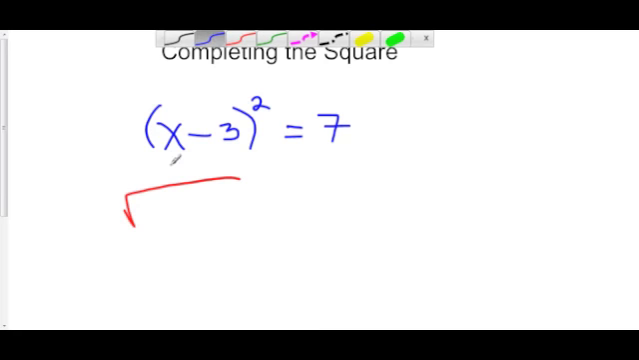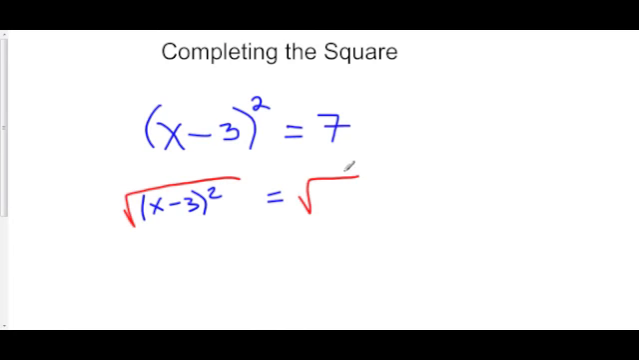So I will take the square root of (x minus 3) squared, and this is equal to the square root of 7. Of course, we have to remember on the right-hand side to include a plus or minus in front of the square root of 7.